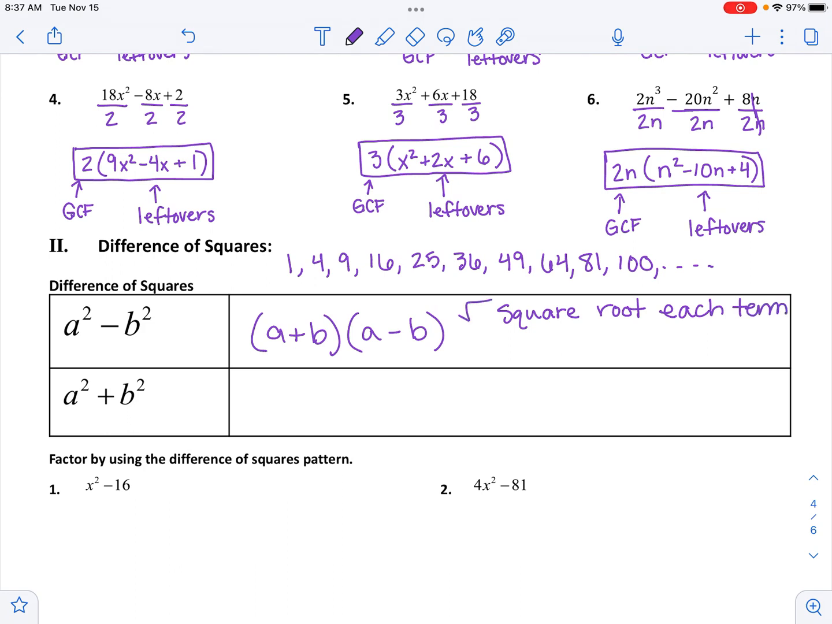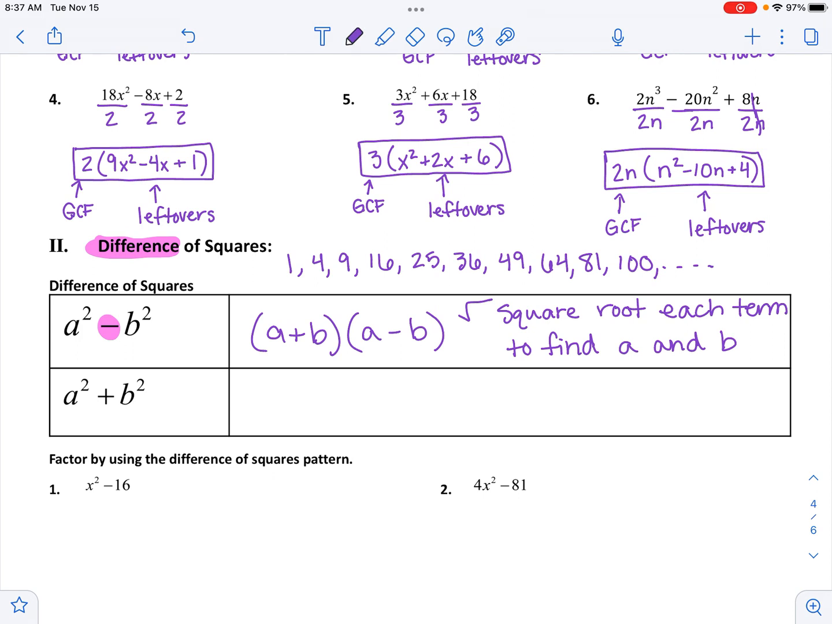And just a reminder, square root is that symbol. So I'll say square root each term to find a and b. All right, so the type of factoring is difference of squares. Difference means subtraction, so we had subtraction there. That's why that works, okay?